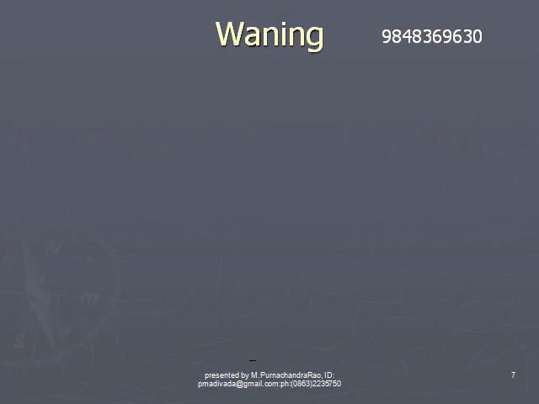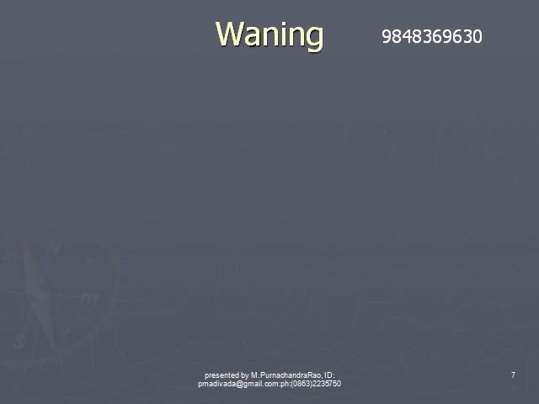Because a compression is meeting a rarefaction, destructive interference takes place, thereby a low sound will be noticed. This is known as waning. So a waning will be observed after 1/4 second, that is after 0.25 seconds. The type of wave that is noticed by the observer is as shown in the figure.